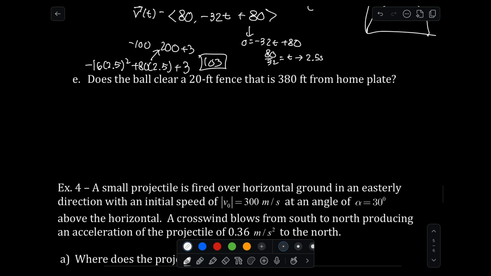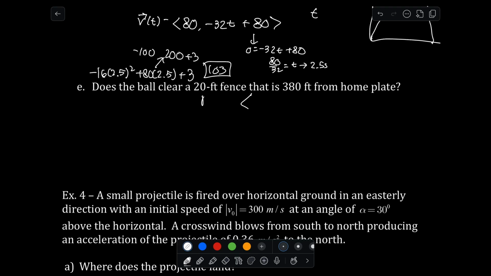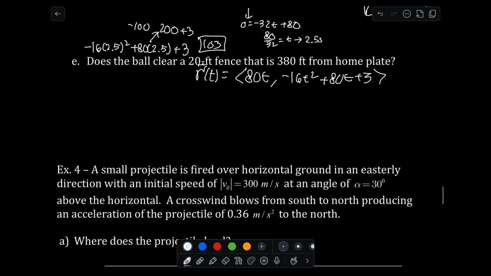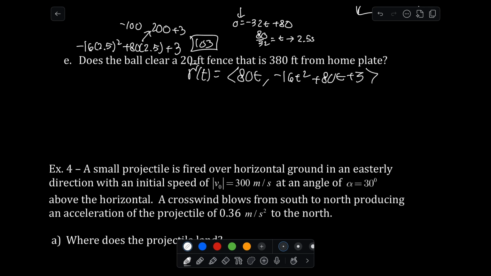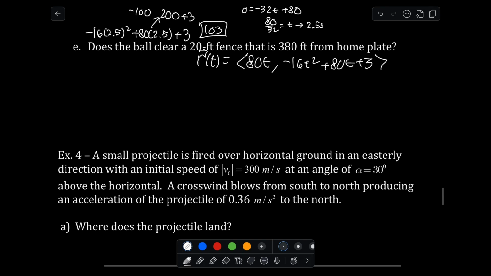And right here, does the ball clear a 20-foot fence that is 300 feet from home plate? So we have to refer back to our equation from above. At this point, I've had to write this down so many times, I memorized it. It's going to be 80t plus 80t plus 3. We solve for when it's 20 feet in the air. Wait, no, we're going to actually solve for when it's 380 feet across. So we're going to do 380 divided by 80 equals t. t is equal to 4.75.